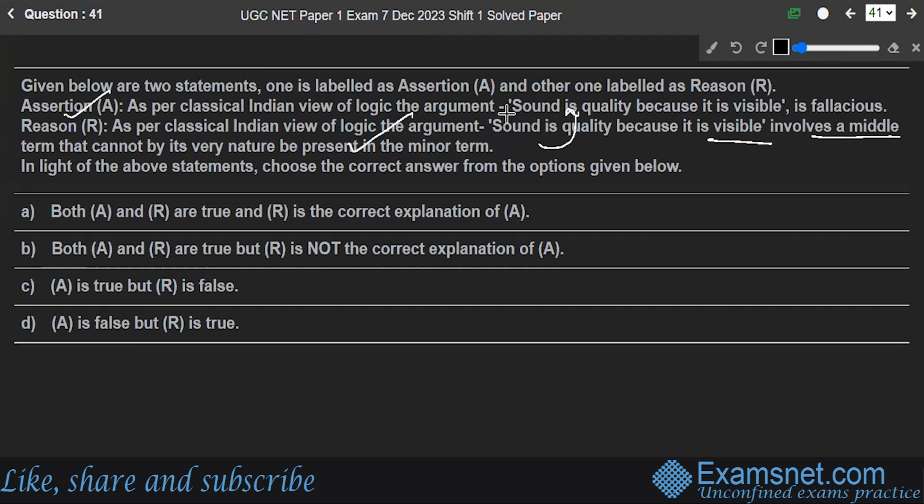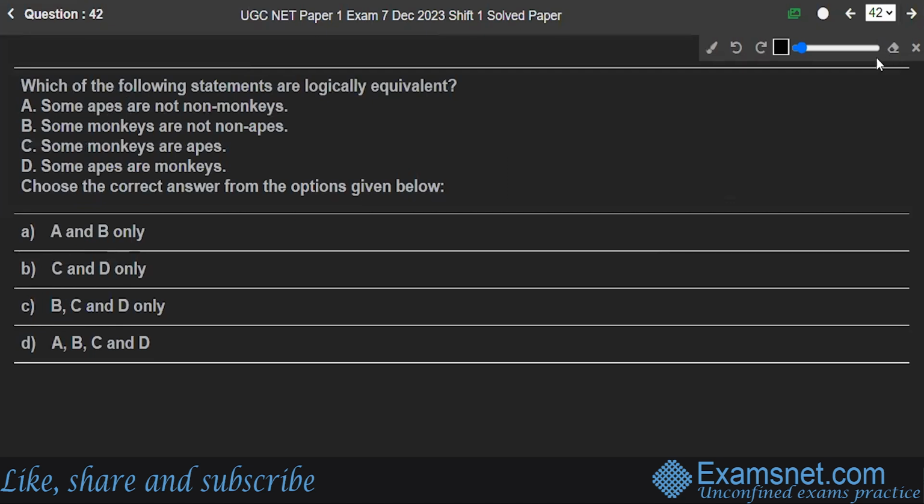Okay. See, according to the classical Indian view of logic, the middle term in a syllogism must be present in both the major and minor terms. In this case, however, the middle term is "visible," right? It cannot be present in the minor term sound, because sound is not visible. Therefore, the argument is fallacious because it violates one of the basic rules of logic. Hence, both are correct, and the reason is the correct explanation of the assertion. Hope you understood this.